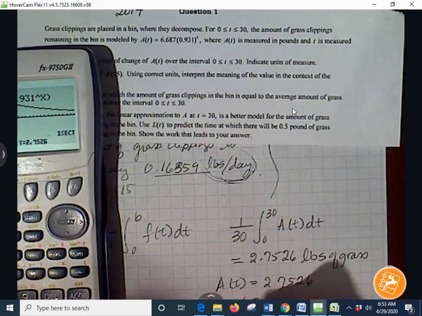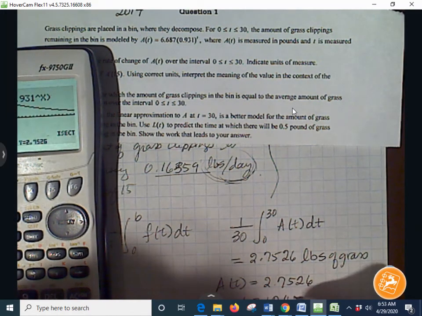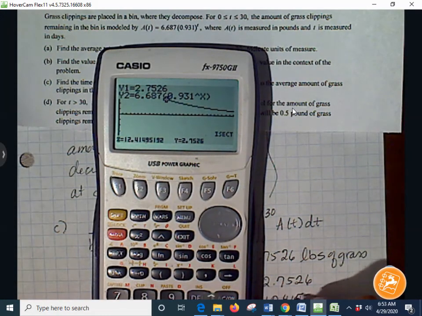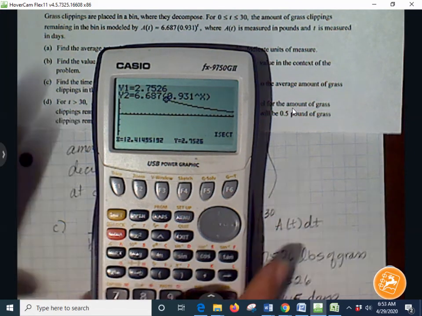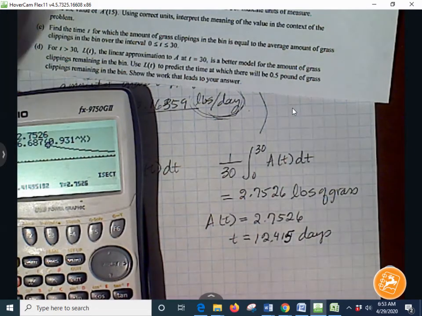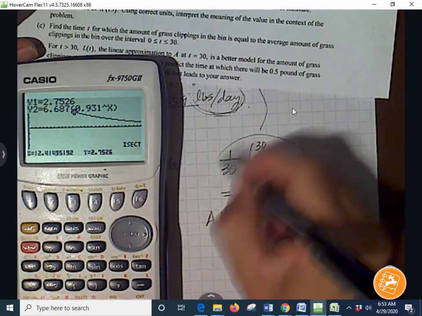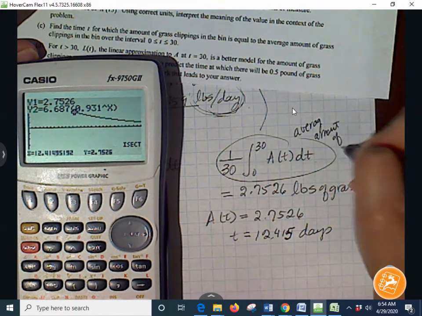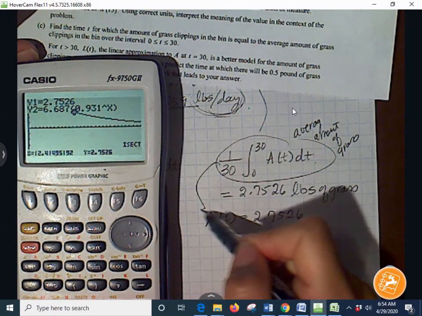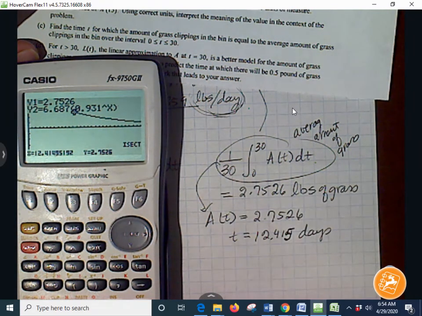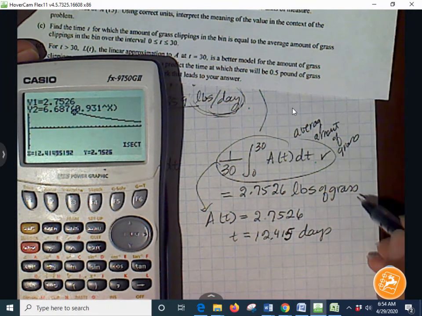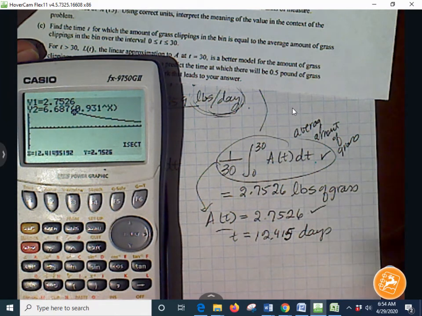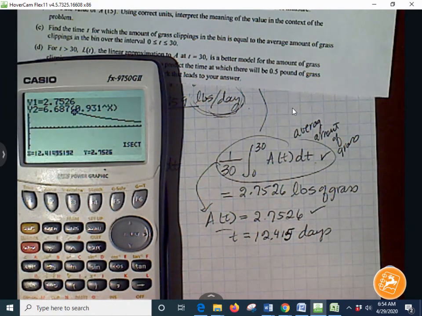Okay, so t is equal to 12.4149 days. So what you do is you find the average value, which is the average amount of grass, and set it equal to the equation. The work that you would need to show is this equation, and you would show that that function is equal to this value, and then you put it in the calculator and you find the solution.